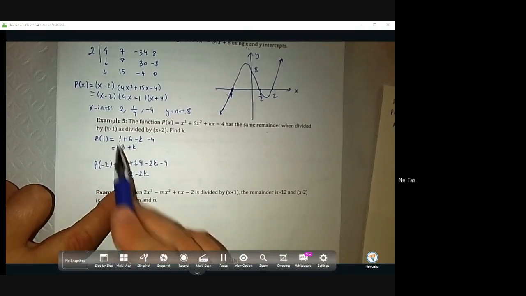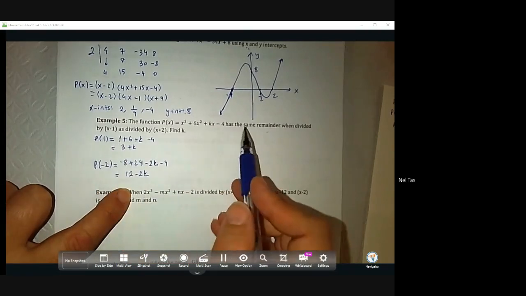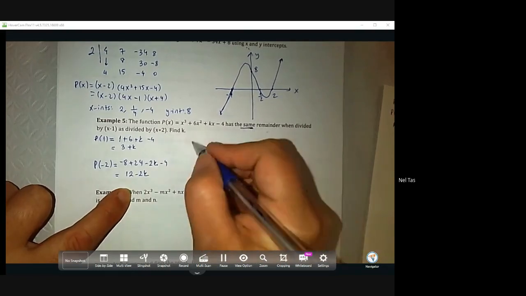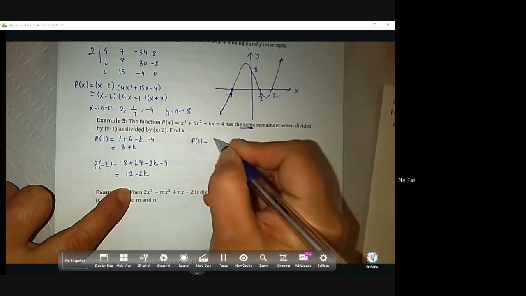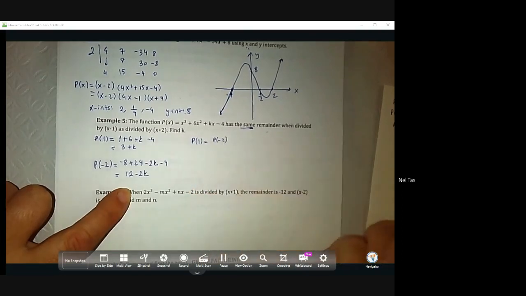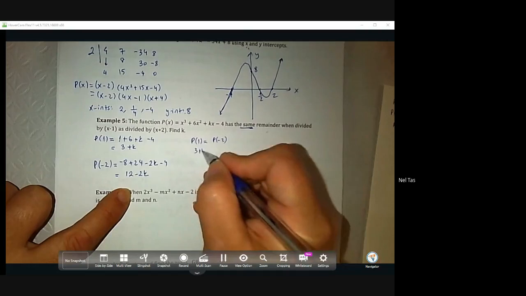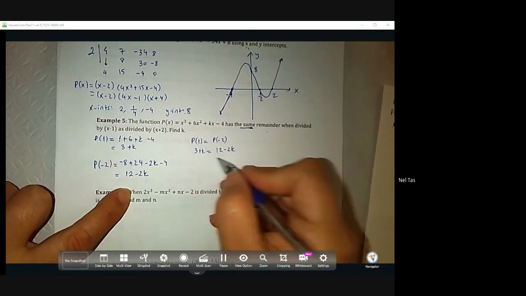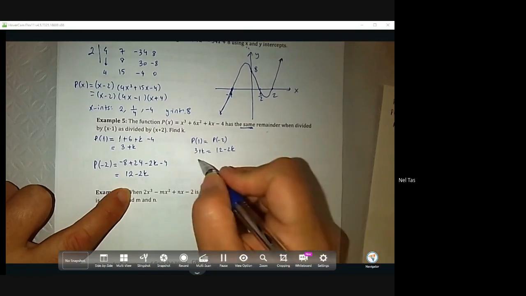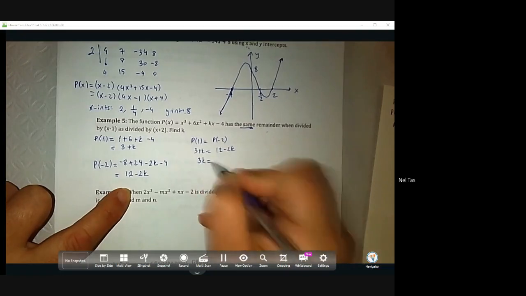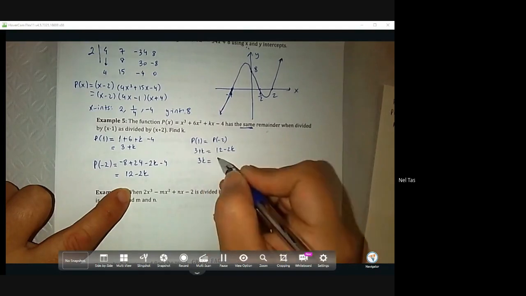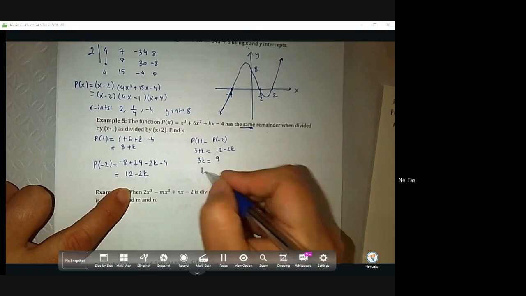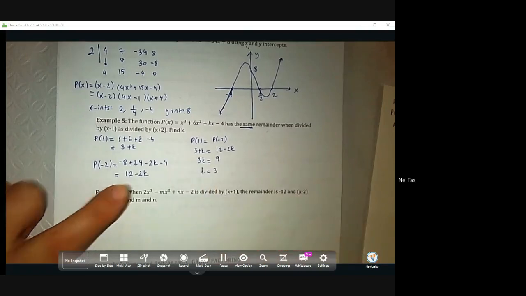So we have two remainders, but the question is telling you that those two remainders are the same. So p of 1 equals p of negative 2: 3 plus k equals 12 minus 2k. I move negative 2k to the other side, 3k, and 3 to the right. 12 minus 3 gives you 9. Divide both sides by 3, and that gives you k equals 3.